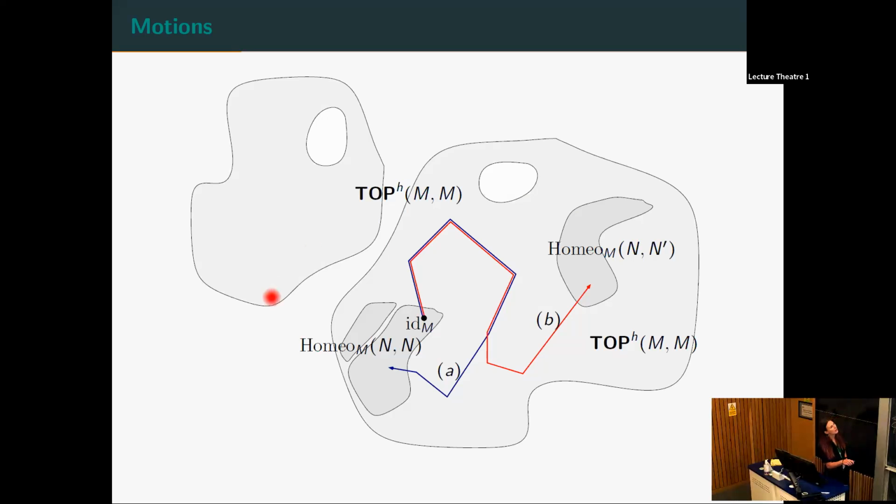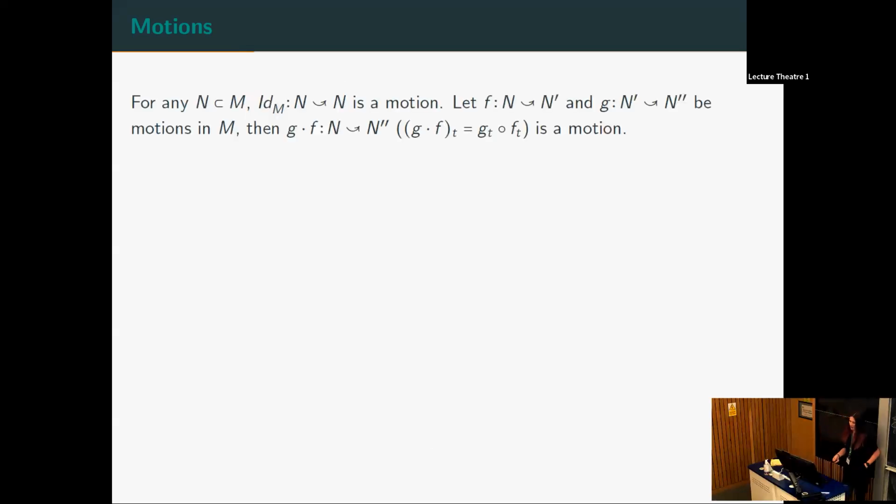So here, our light gray space is the space of homeomorphisms, Top(M). Our motions are these paths, which must start at the identity and live inside Top(M). And okay, I haven't explained to you what Homeo(M, M prime) is, but this darker gray patch is homeomorphisms from N to N prime. So this red path becomes a motion from N to N prime, and this blue path becomes a motion from N to N.